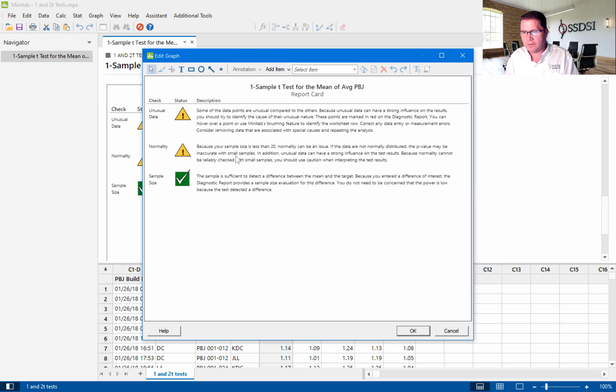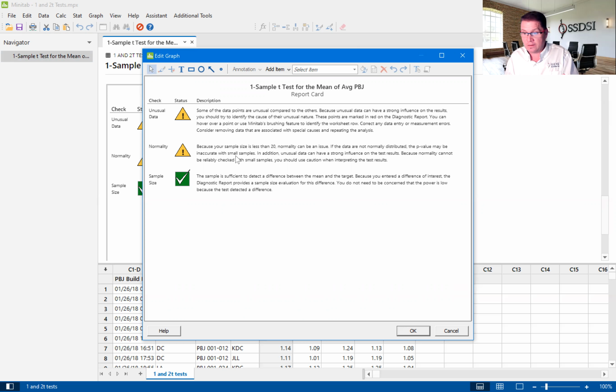So you'll see here that we've got two triangles with an exclamation mark in each one of them, for normality and unusual data. Basically, what normality is telling you is we may not have enough data to prove normality. Now, we might have a plot that fits a normal distribution, but this is saying that we might not have enough data to do that. Okay, now sample size. I'll go back up to unusual data in just a second.